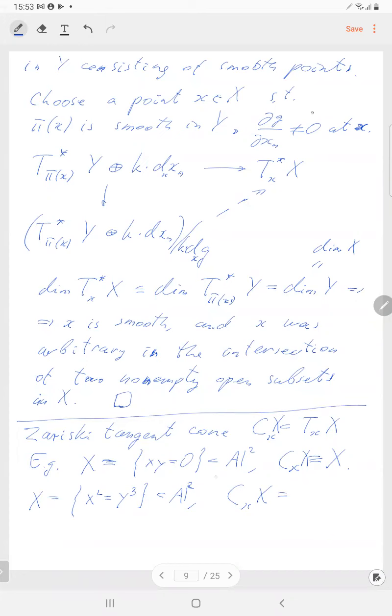No. It will be of the same dimension. You see, so it will be just given by, it will be just the vertical line, x equals 0.